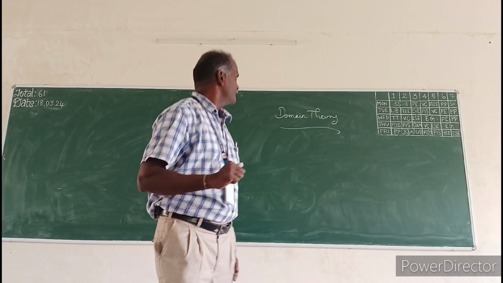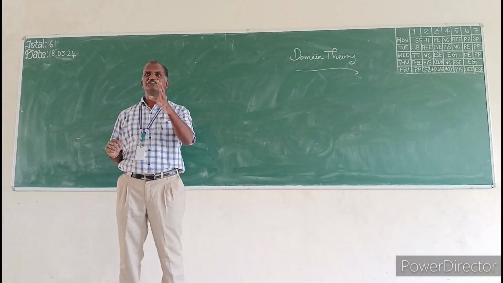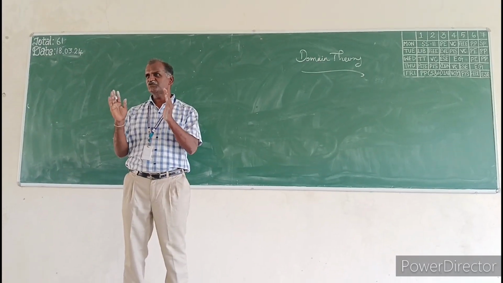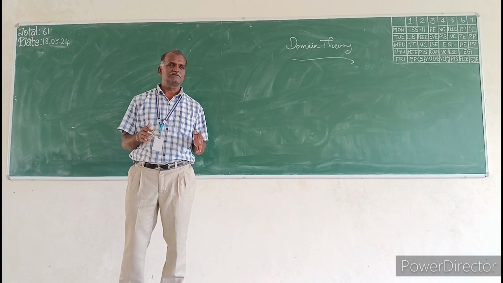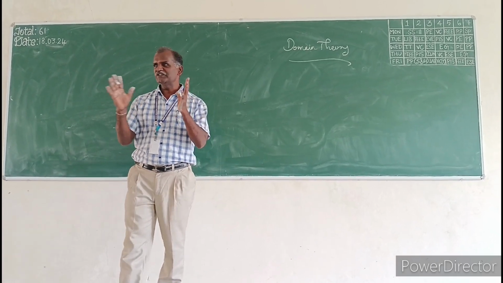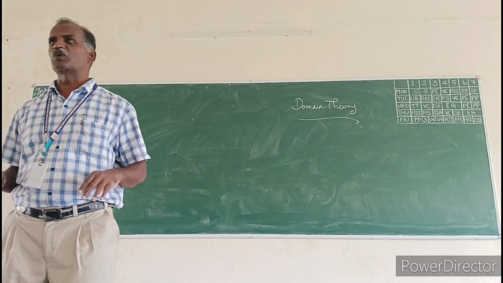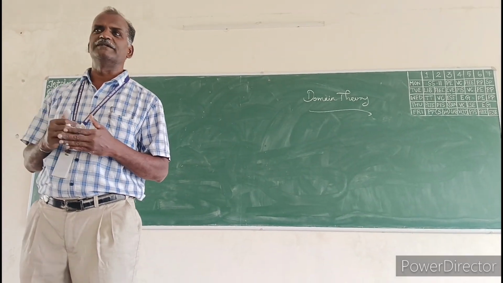First one, what is a domain? Tamil Nadu is a domain in India. A domain is a small part where the people speak only Tamil. In the same way, a domain is a small part in the ferromagnetic material. What is the property of a ferromagnetic material? How are the magnetic moments aligned?